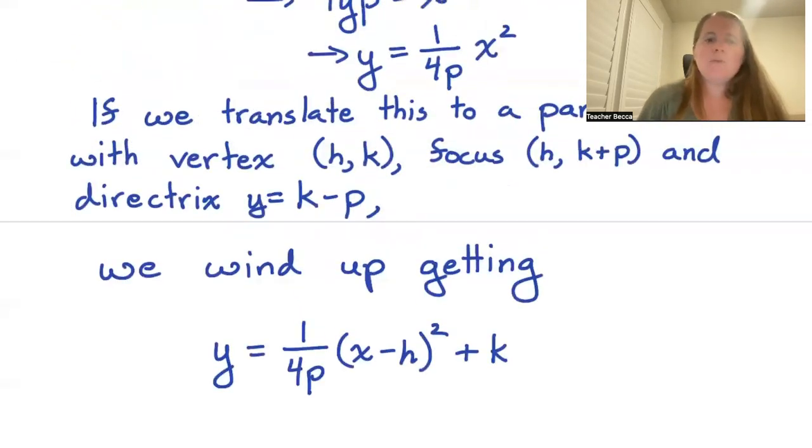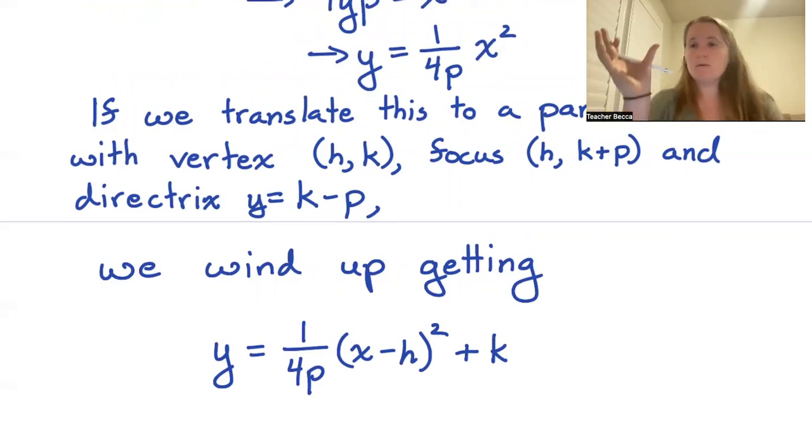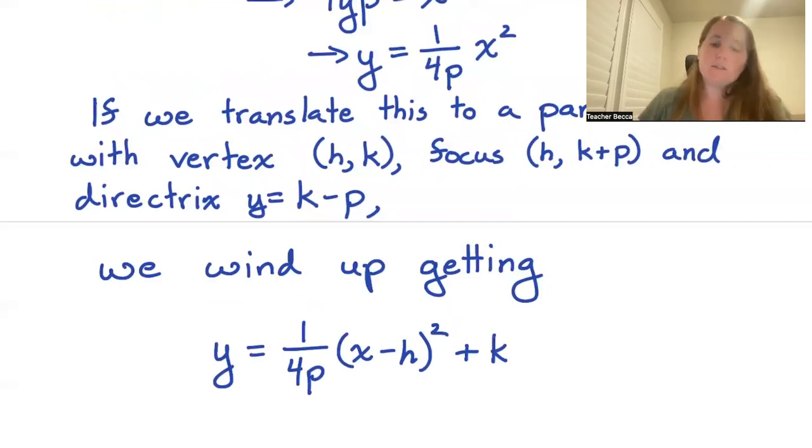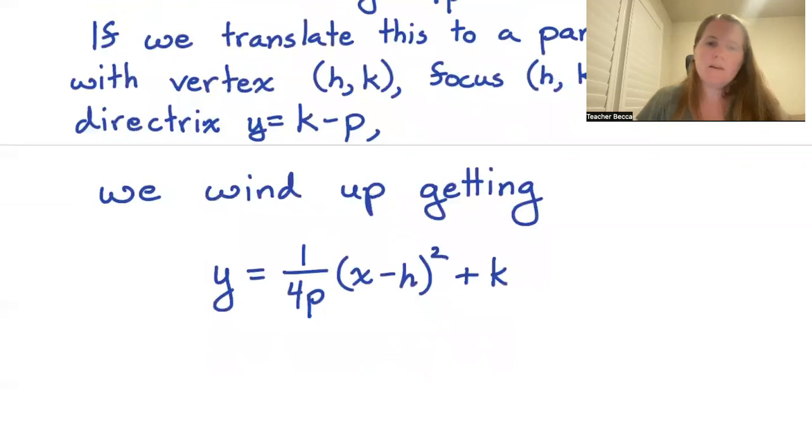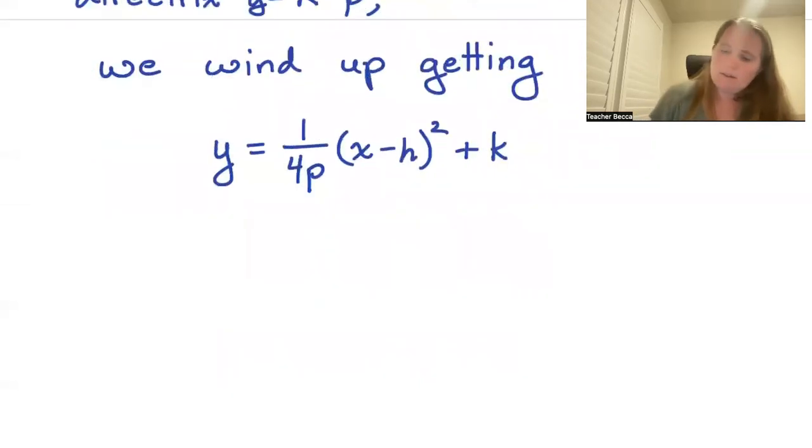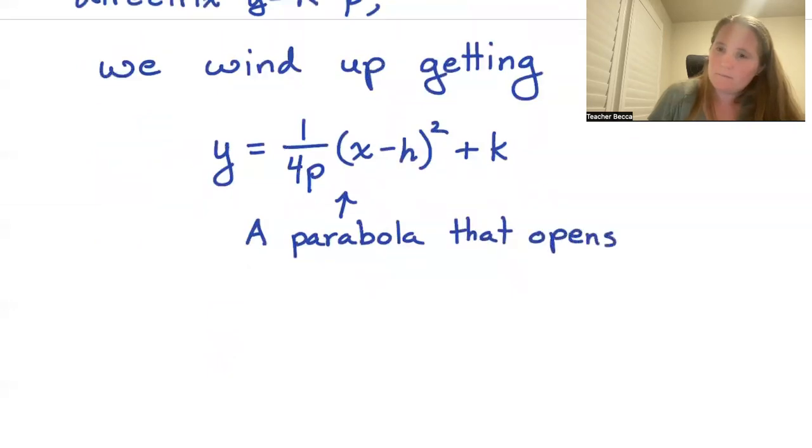So this is any parabola which opens vertically. It must take the form y equals 1 over 4P times x minus h squared plus k. This is a parabola that opens vertically.